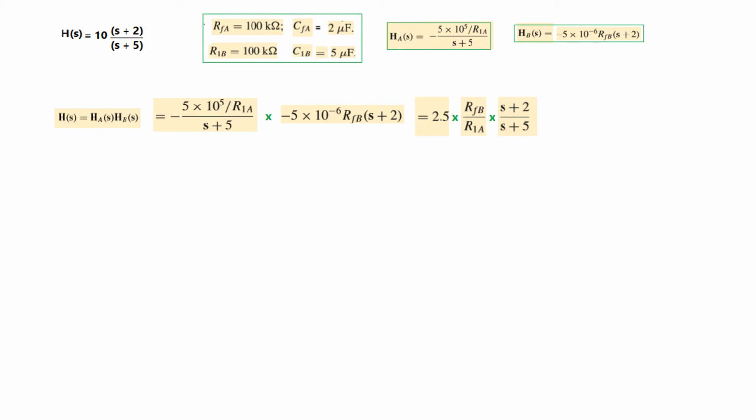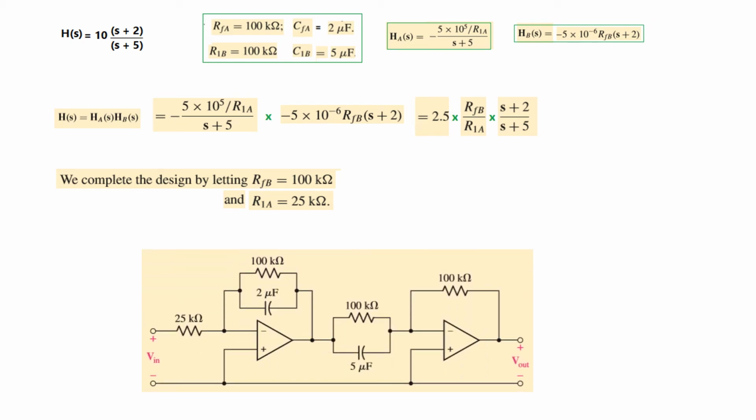So now again compare with this. This term should make 10. That means RFB over R1A should make 4. So 4 multiplied by 2.5 will make 10. So we can assume a value of RFB to be 100 kilo and R1A to be 25 kilo. So the ratio will become 4, which will complete 10. And so now we have the complete circuit.